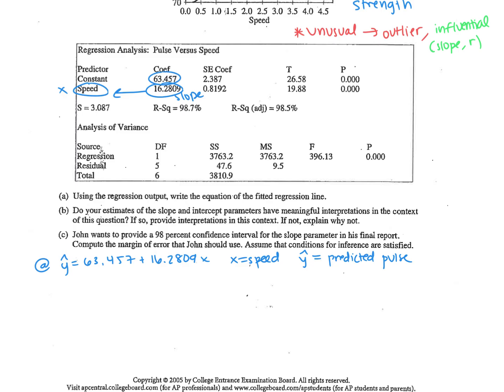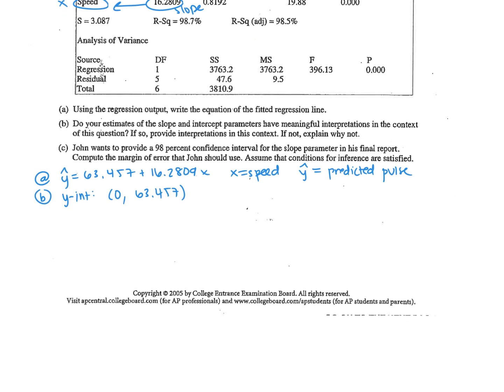Okay, part B. Do the estimates of slope and y-intercept have meaningful interpretations? If so, provide interpretations in this context. Okay, if we start with y-intercept. Y-intercept is the point 0, 63.457. Is this meaningful, that point? What does the 0 mean? He's not walking. If he's not walking, 63.457 is his pulse. Is that meaningful? Yes.